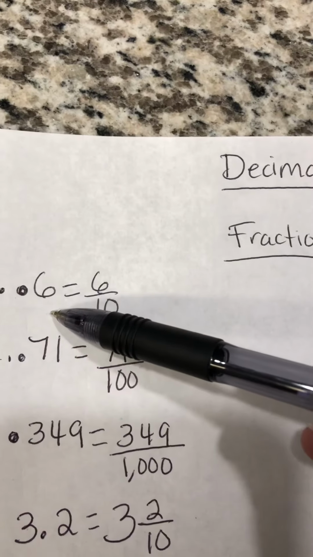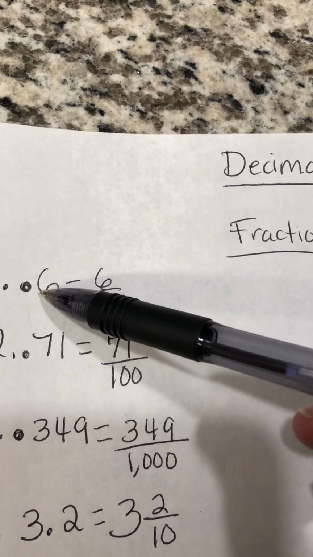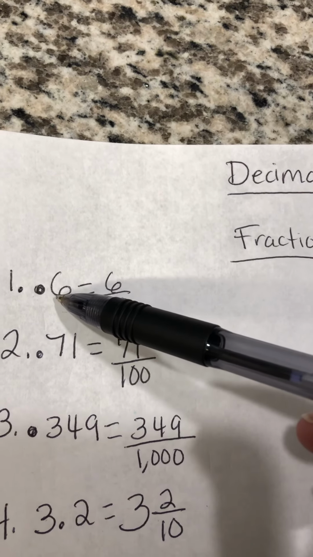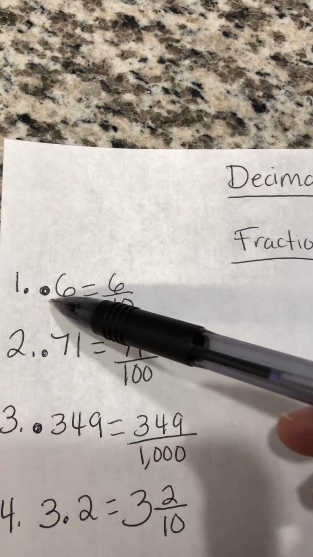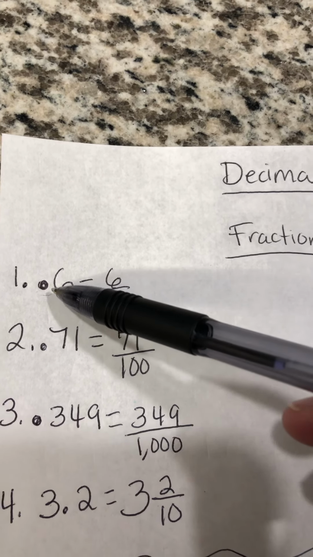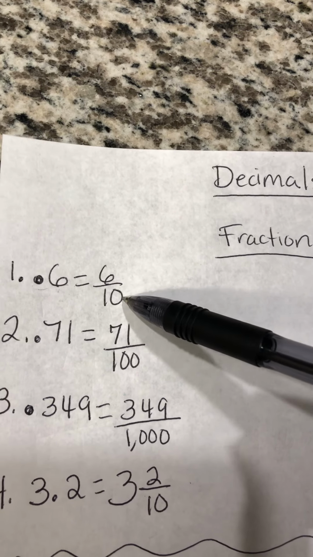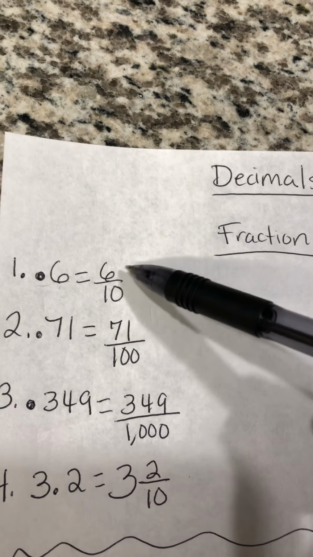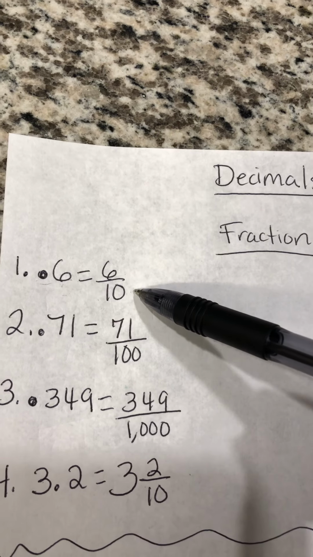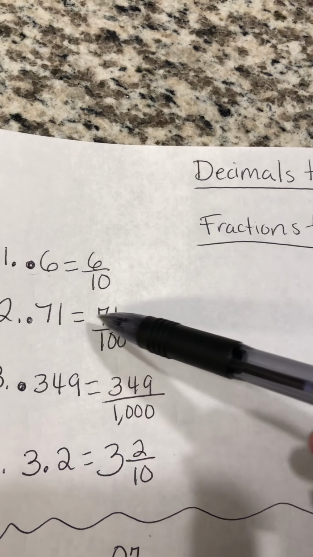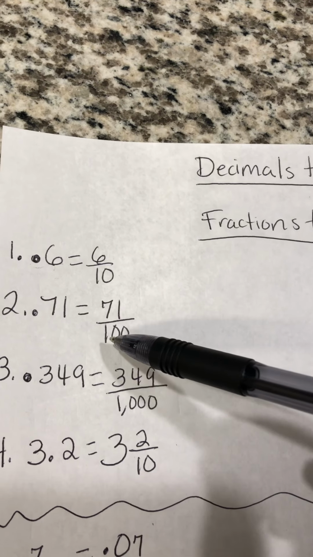Number 1, hopefully we can say this correctly if we listened to the first video. Six tenths. This is what 6 tenths looks like as a decimal, and this is what it looks like as a fraction: 6 over 10. You write it exactly how it sounds. You just have to know how to read the decimal. If you can read the decimal correctly, you can write it correctly as a fraction.